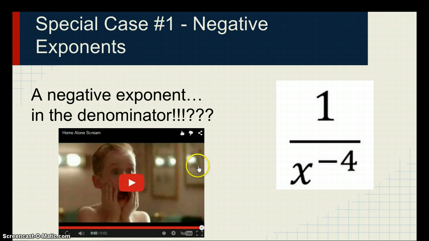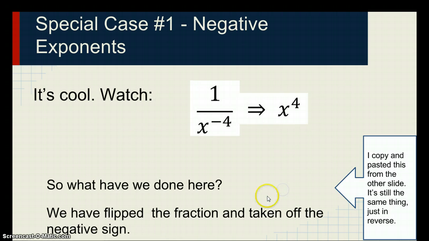He's screaming because he notices there's a negative exponent in the denominator. Okay, so now it's on the bottom. Well, what does that do? Well, now we've got x to the negative 4th on the bottom, but it's cool. Just watch. We go from 1 over x to the negative 4th to x to the positive 4th. So in other words, what have we done? We have flipped the fraction and taken off the negative sign.